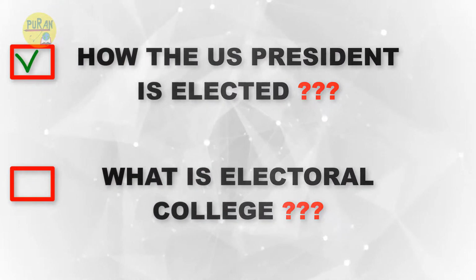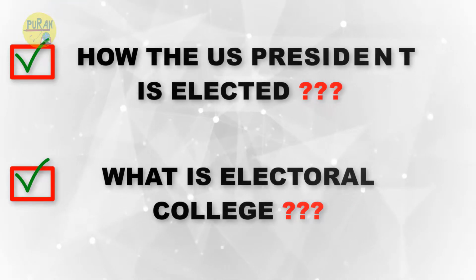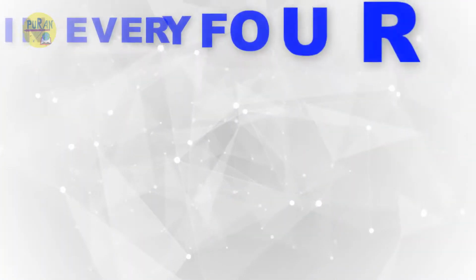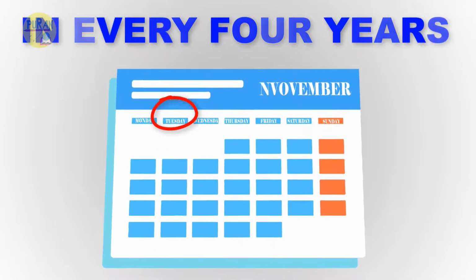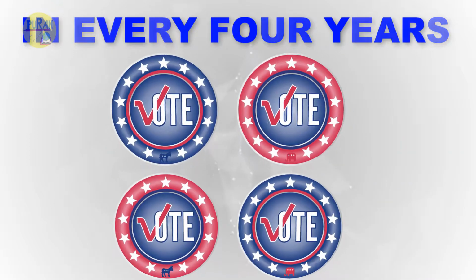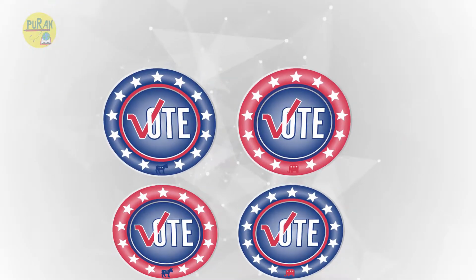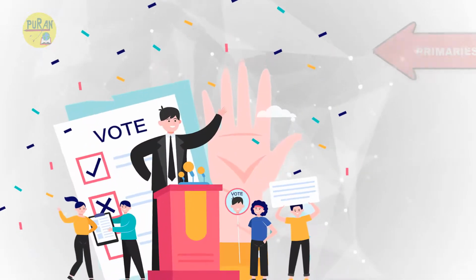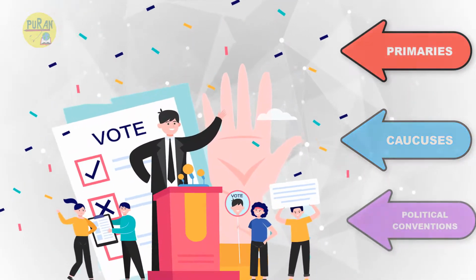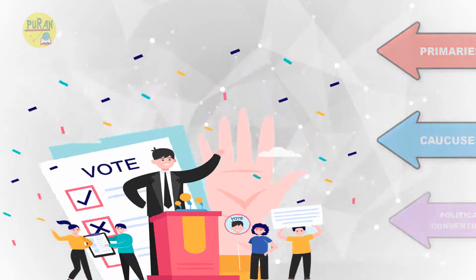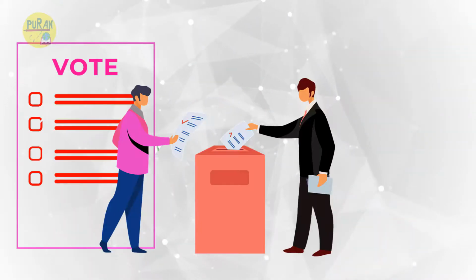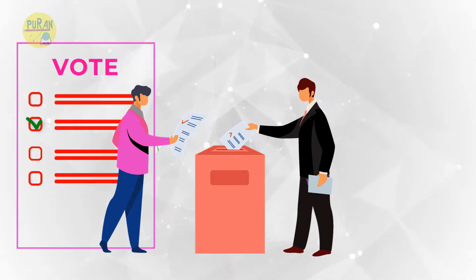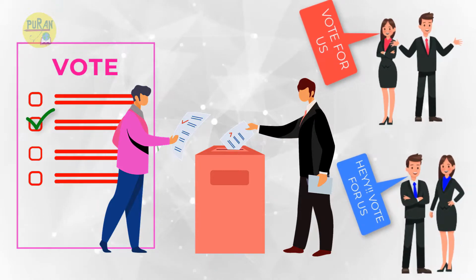Now let's get to the point how the president is elected and what is Electoral College. Every 4 years, on the Tuesday next after the first Monday in the month of November, the presidential election is conducted. After a year-long process of primaries, caucuses and political conventions, parties elect their presidential and vice presidential candidate. And on election day, people cast their vote for any of these candidates.